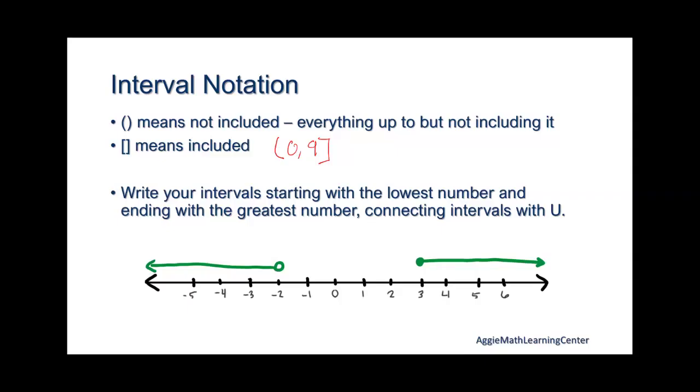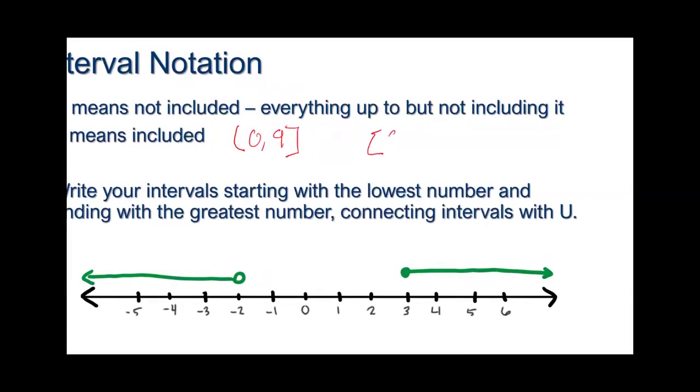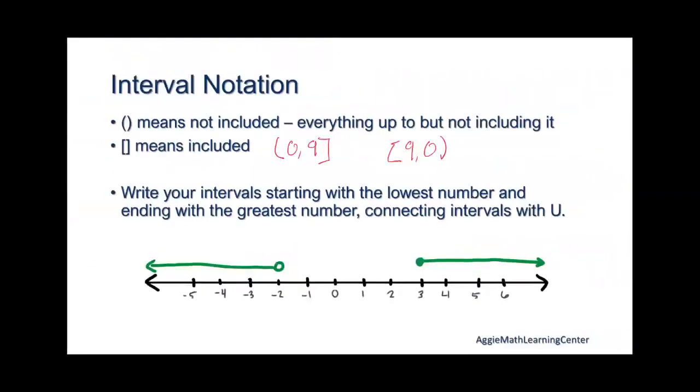And then you start with the lowest number and go to the higher number. So it would not be correct if I were to write 9, 0. That would be an incorrect notation there. All right. So we do not do that.